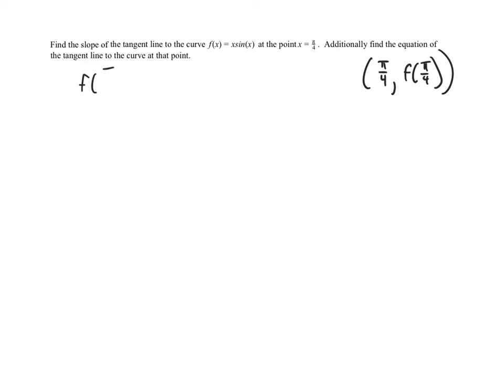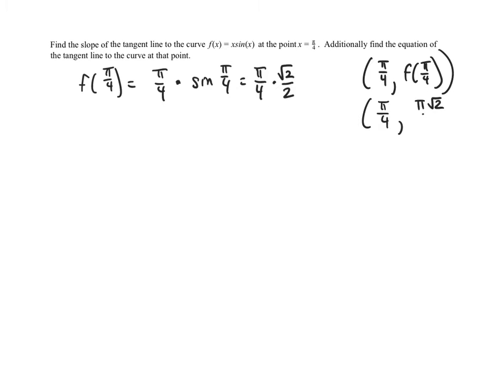So f of pi over 4, no calculus, just finding the y coordinate, is going to be pi over 4 times sine of pi over 4. From our unit circle, we know sine of pi over 4 is square root of 2 over 2. So my absolutely gross y value is going to be pi square root of 2 over 8. And when you get these transcendental functions, sine, cosine, tangent, e to the x, mixed with an x or a more polynomial, easy power function, you get these kind of weird points.